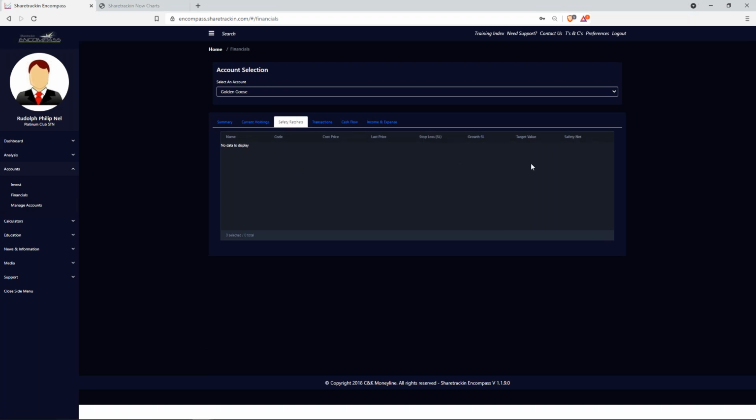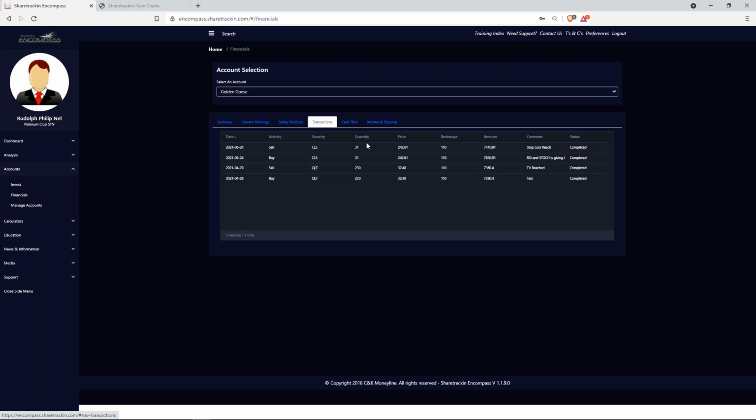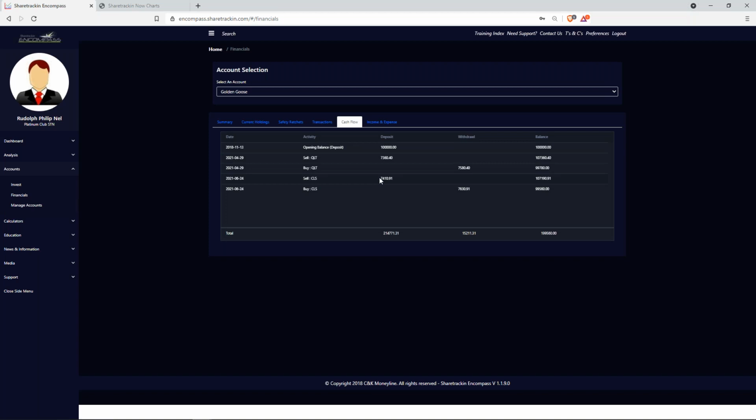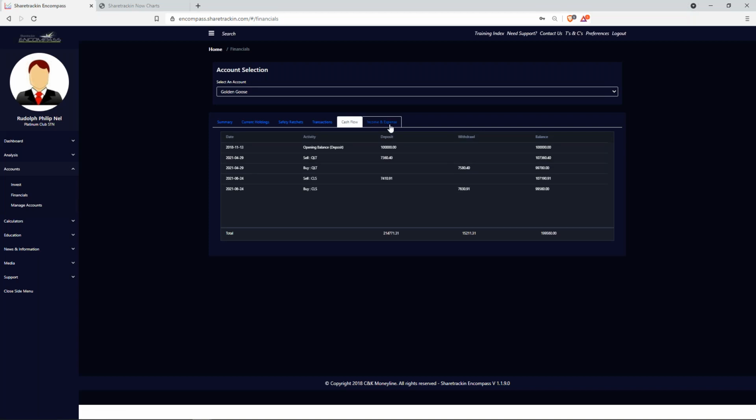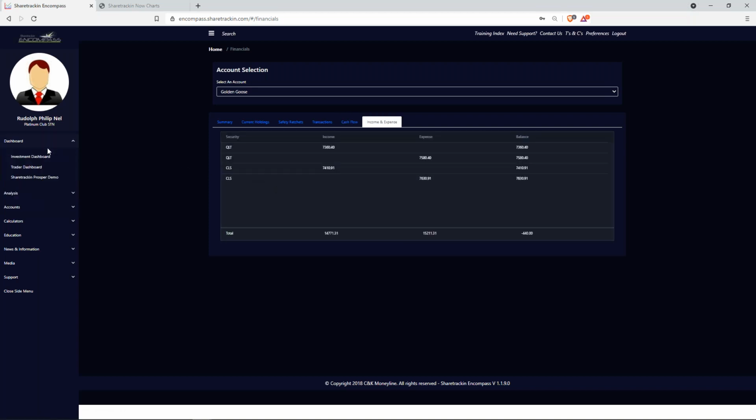Safety ratchet tells you if you need to go and sell the share or not. So this would do the same as what your SMSs do. Safety ratchet would tell you if you reach your stop loss or your growth stop loss or your target value, telling you to go and sell, but the SMS notifications do that for you. Then there are your transactions and everything that you've bought and sold, your cash flow, so where your money basically went, and then your income expenses, more or less the same as your cash flow, but with a little bit of breakdown, not as intense as the cash flow. So that's the basics of it.